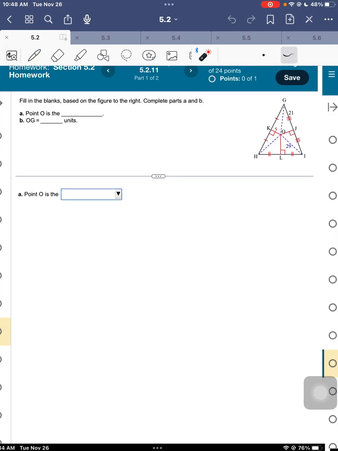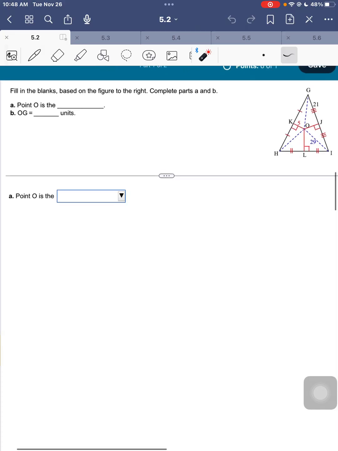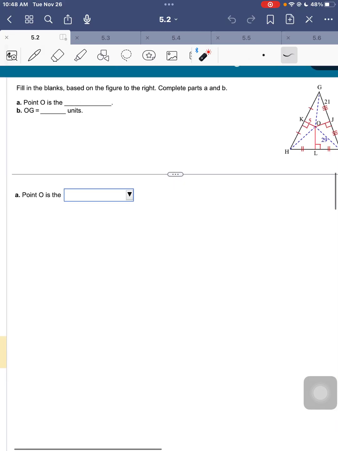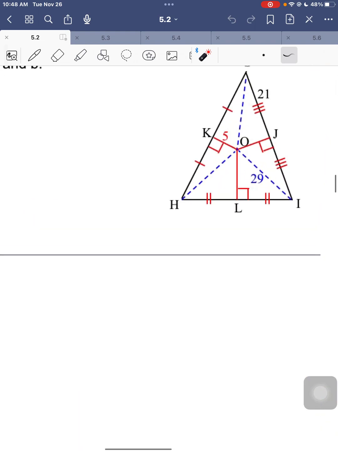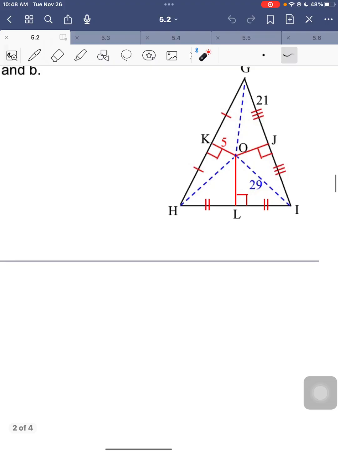Point O is the what? Well, I know that point O is an intersect. It's where a lot of lines are coming together. You have these blue dashed lines and you have these red lines. So let's just take a look at the triangle as a whole.